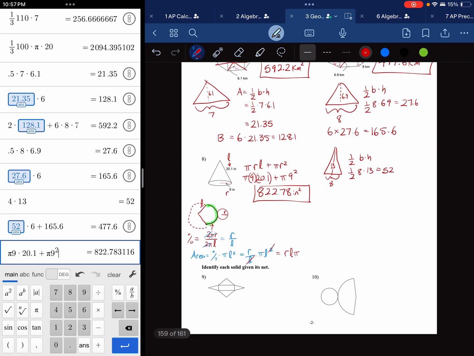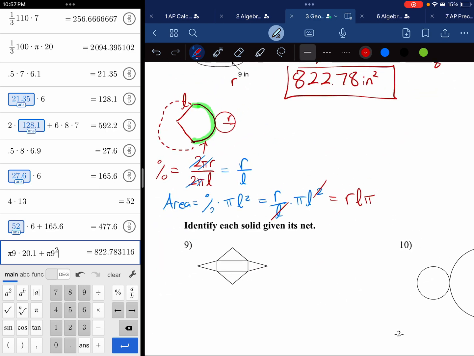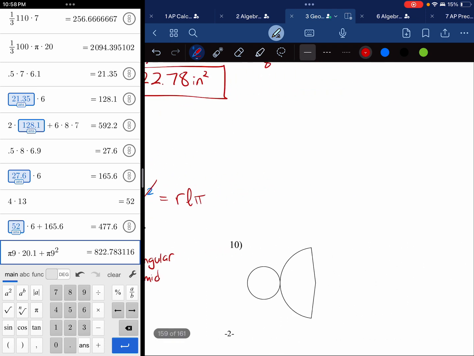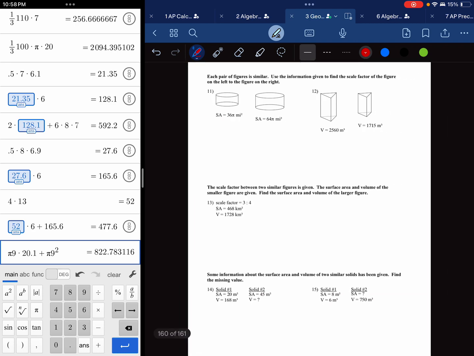Nice. Number 9. Just identify the solid. You can see that these all come to a point at the very top. Therefore, it's a pyramid. What type of pyramid? Well, the base is a rectangle, so it's a rectangular pyramid. Number 10, it looks like a circle and a fan shape, therefore that is a cone.